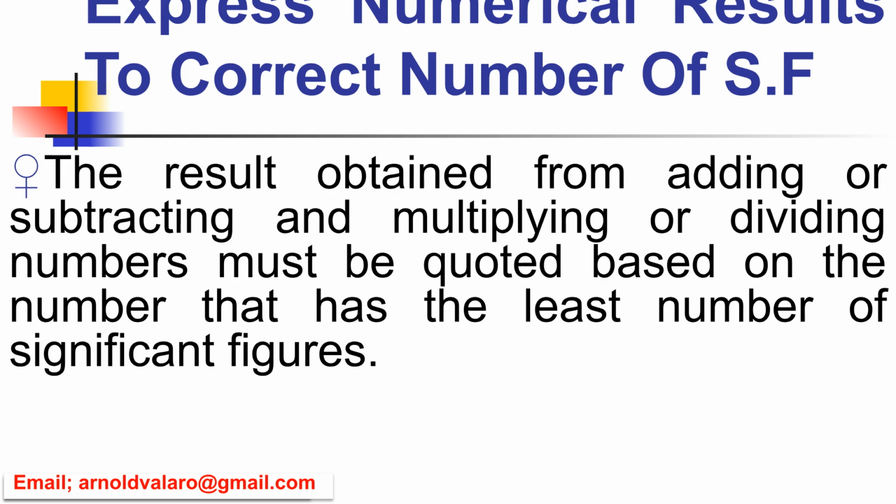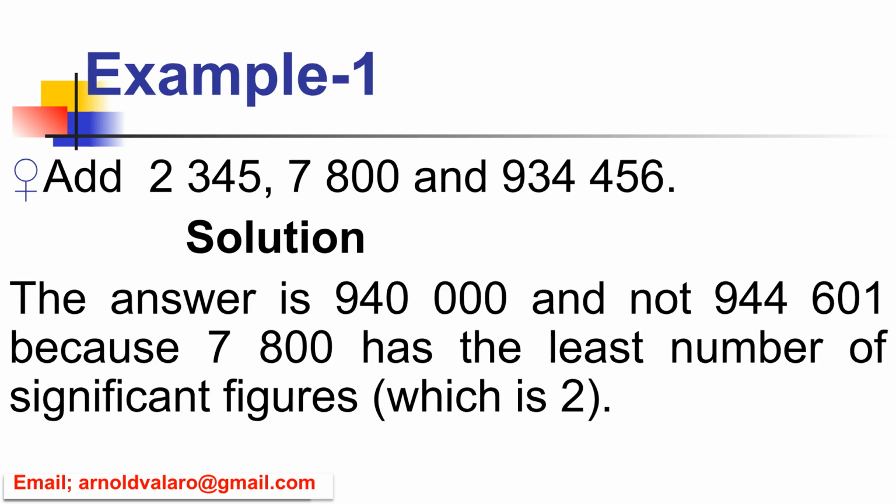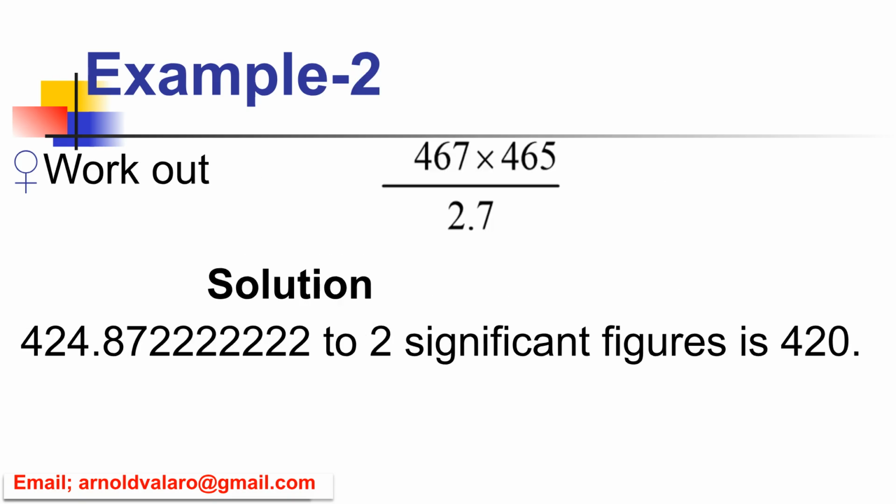When expressing numerical results, the final answer from addition, subtraction, multiplication, or division must be quoted based on the number with the least number of significant figures. Consider adding 2,345, 7,800, and 934,456. The answer is 940,000, not 944,601, because 7,800 has the least number of significant figures, which is 2. For the calculation shown, the result of 424.8722222222 when rounded to 2 significant figures is 420.